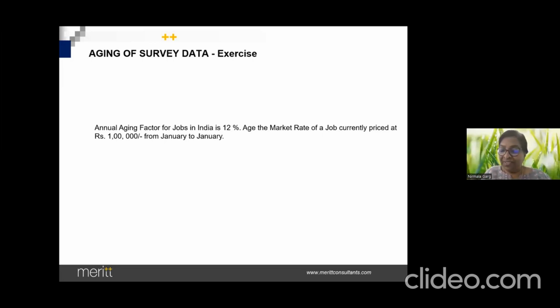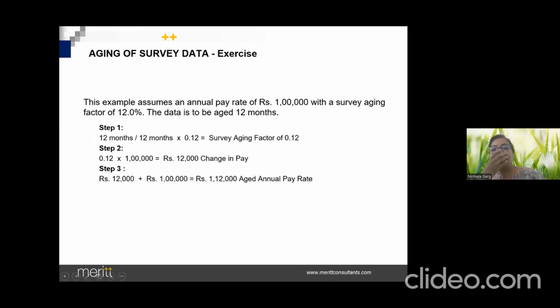Okay, now I'll show you the black box opened. Look at it, please. You can take a camera picture also. What is the time frame, January to January? 12 months. So I have to bring it forward. 12 by 12, multiplied by 12%, which is 0.12. So it is equal to 0.12. Simple. Then 0.12 multiplied by 1 lakh will give you 12,000, which is the change in pay. So 12,000 plus 1 lakh. So Muhammad was right there: 1,20,000. Got it?